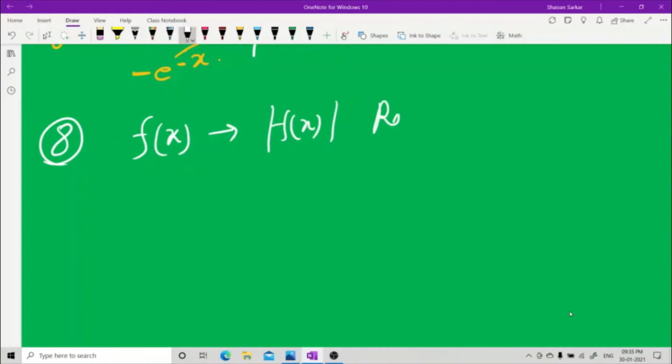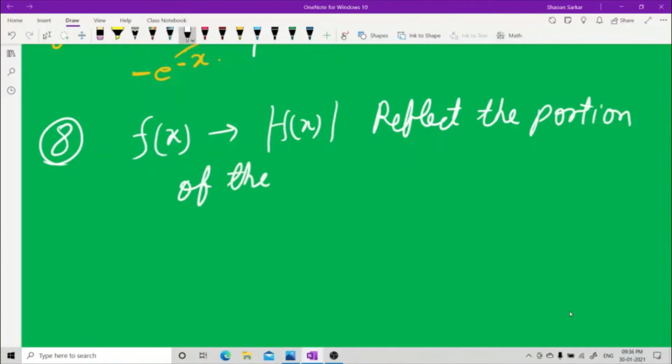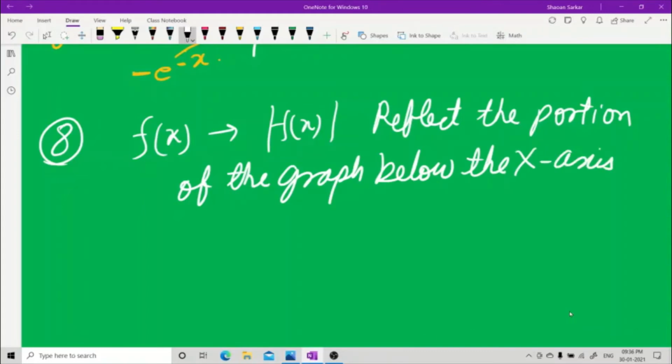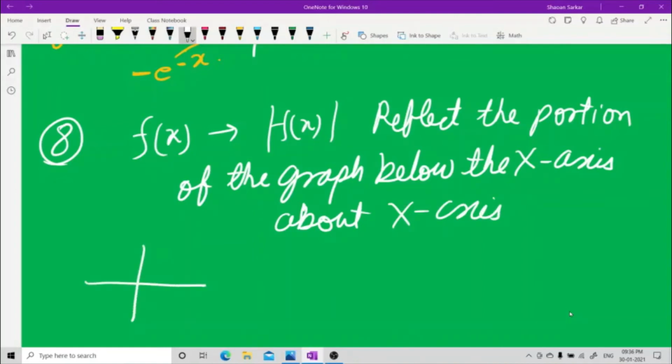you have to reflect the portion of the graph below the x-axis about the x-axis. That means suppose you have a graph like this, going like this. This is some graph, f(x). This is your x-axis. Sorry, this will go like this. And this is your y-axis.